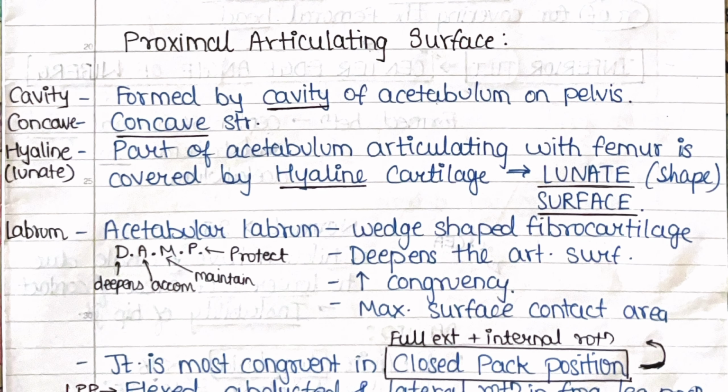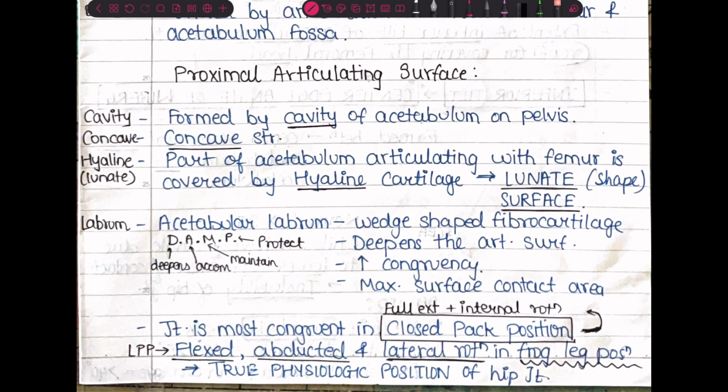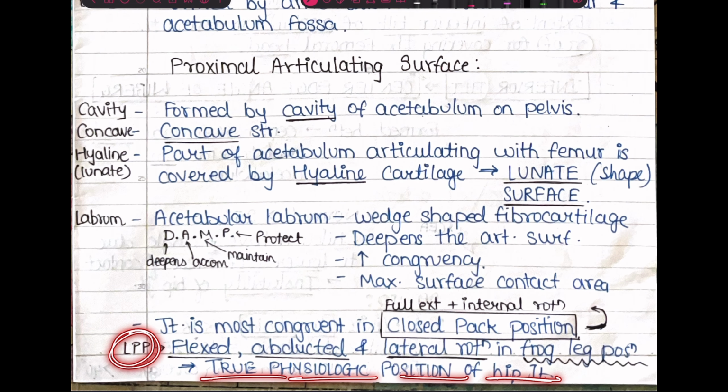Then it is the true physiological position of the hip joint. So this LPP is known as the true physiological position of the hip joint. If they ask you CPP or most congruent, then you should write this position. If they ask true physiologic position or frog leg position or loose back position, then you should write these positions.